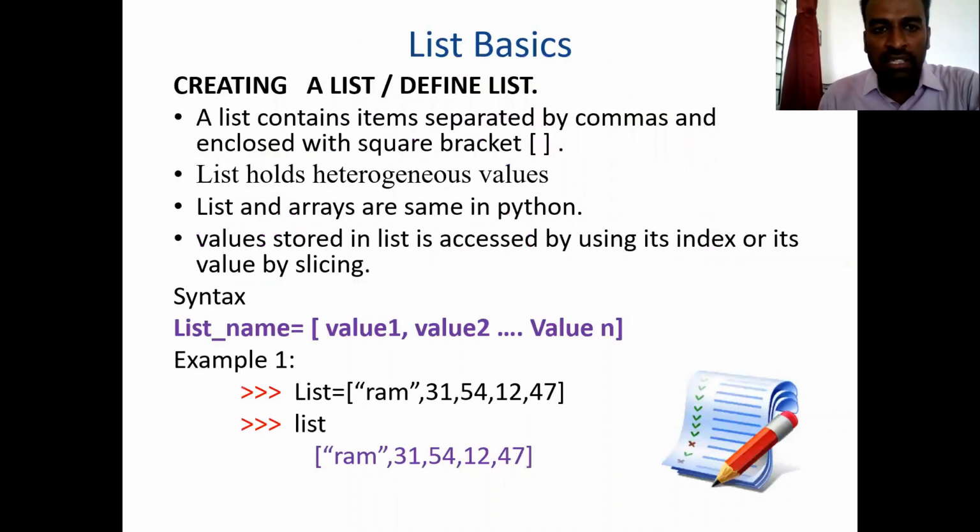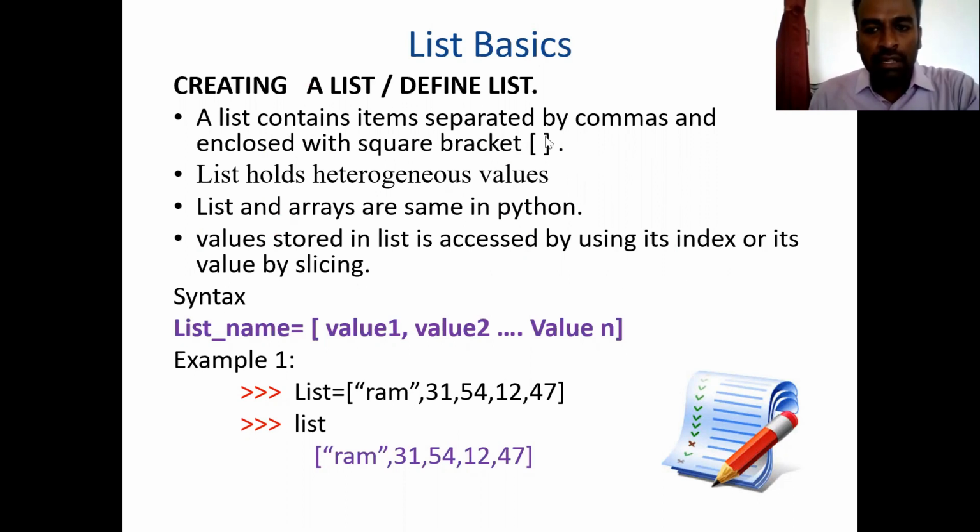First one, what is a list? How to create a list in Python. Actually, the list is nothing but a heterogeneous collection of values. It looks like an array. We can store the elements in the list, and the elements are stored in indexes. The list contains items separated by commas and enclosed in square brackets.